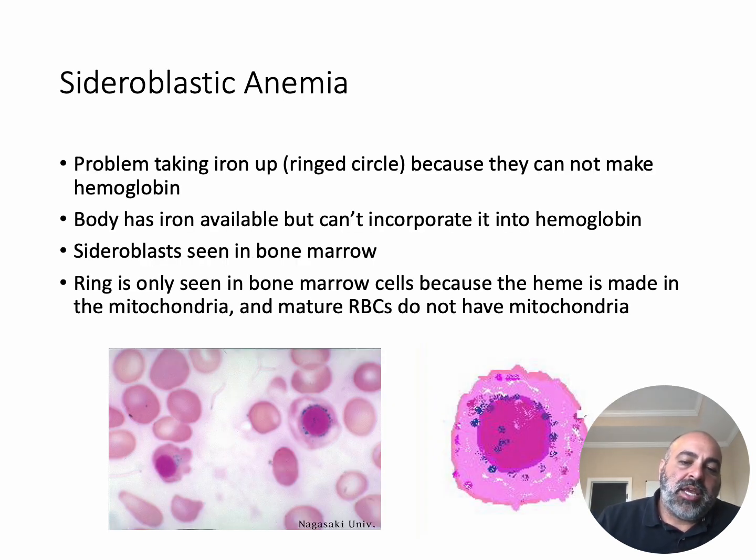Sideroblastic, here's an issue where they can't incorporate iron, and so you get this stippling around the cells, and so you see it in sideroblasts in the bone marrow. That's where it's usually identified, and really it's just they can't incorporate the iron into their hemoglobin. They can't generate the structure properly.